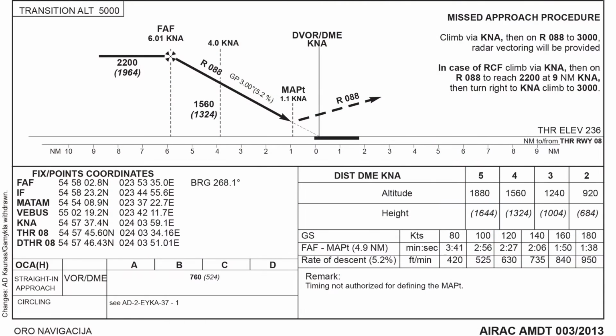So let's read the missed approach procedures: climb via Kilo November Alpha, then turn on radial 088 to 3000 feet. Radar vectors will be provided. In case of radio communication failure, climb to Kilo November Alpha, then on radial 088 to reach 2200 at 9 nautical miles from Kilo November Alpha, then turn right to Kilo November Alpha, climb to 3000. Our frequencies for our VOR approach are set. Radio frequency set.